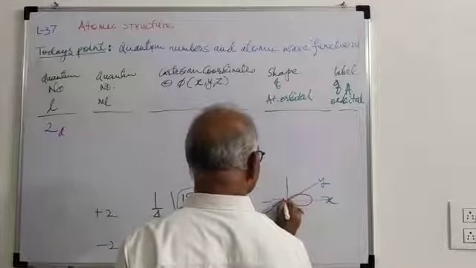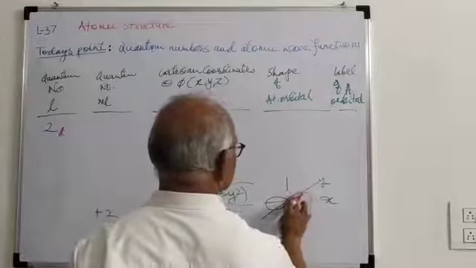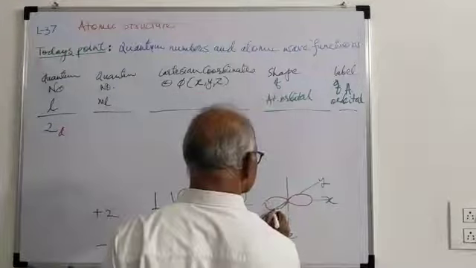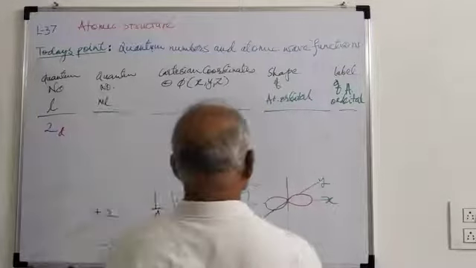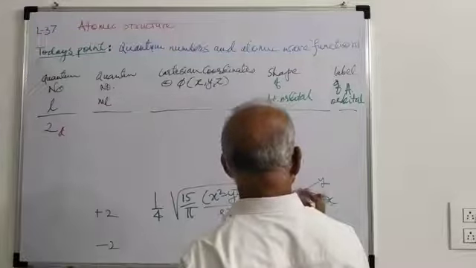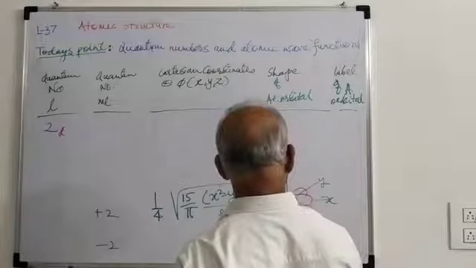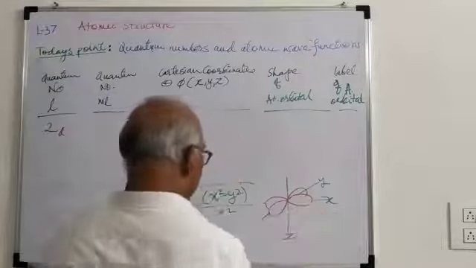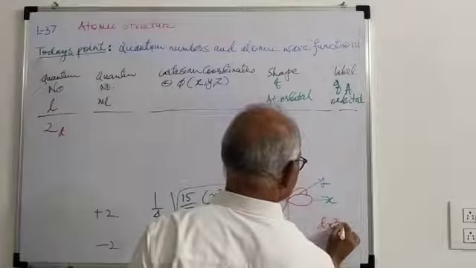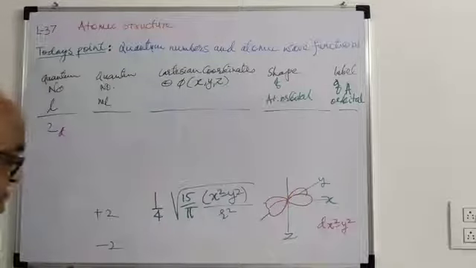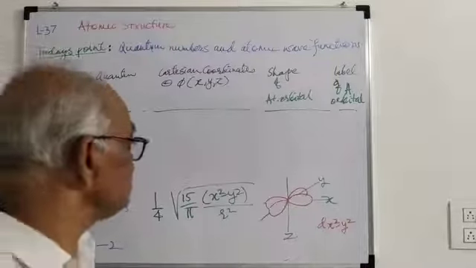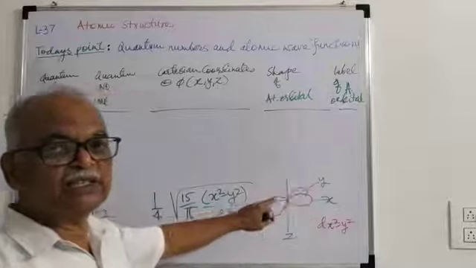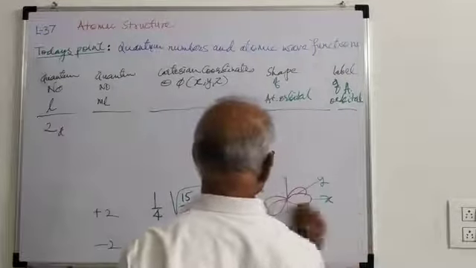Two lobes out of four are lying in the direction of the x axis, like this. And two lobes are lying in the direction of the y axis. So we can have the lobes like this. And this is called the dx2 minus y2 orbital. It has four lobes, out of which two are lying along the x axis and two are lying along the y axis, that is, along these two axes.